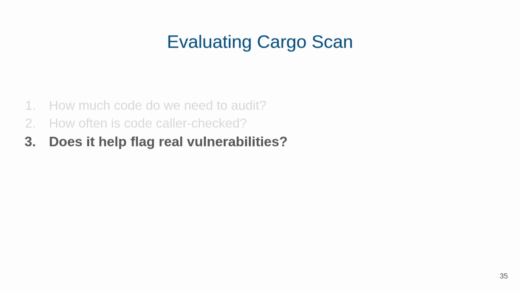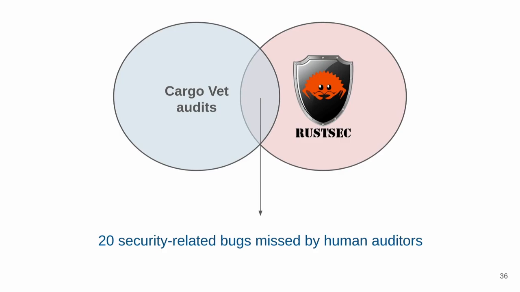Finally, we want to just see if CargoScan flags real vulnerabilities. So we match existing audits from CargoVet to any package versions in RustSec, the central security database for Rust, to find any packages that had associated bugs with them. And we found that during those audits there were 20 related bugs that were actually missed.